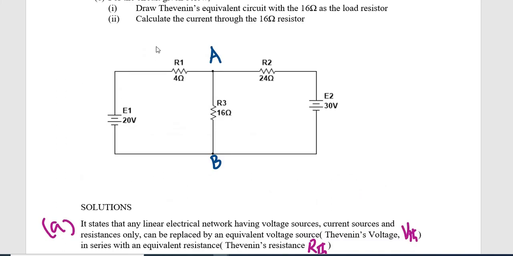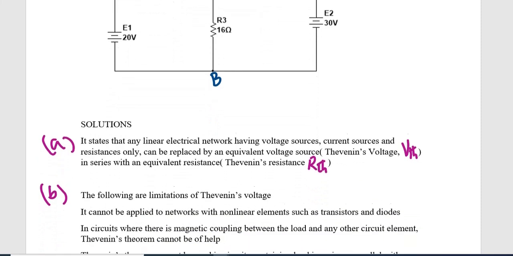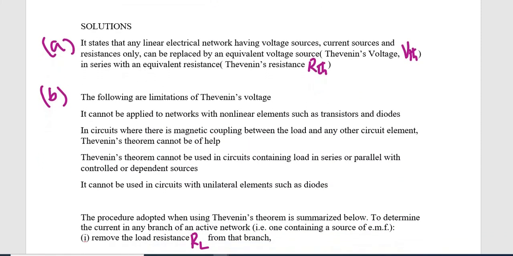So this is our circuit, and this is the 20 volt source, this is the 30 volt source, and this is a 16 ohm resistor which is acting as the load resistor. R1 is 4 ohm and R2 is 24 ohms. Let us look at the solution for this particular problem.